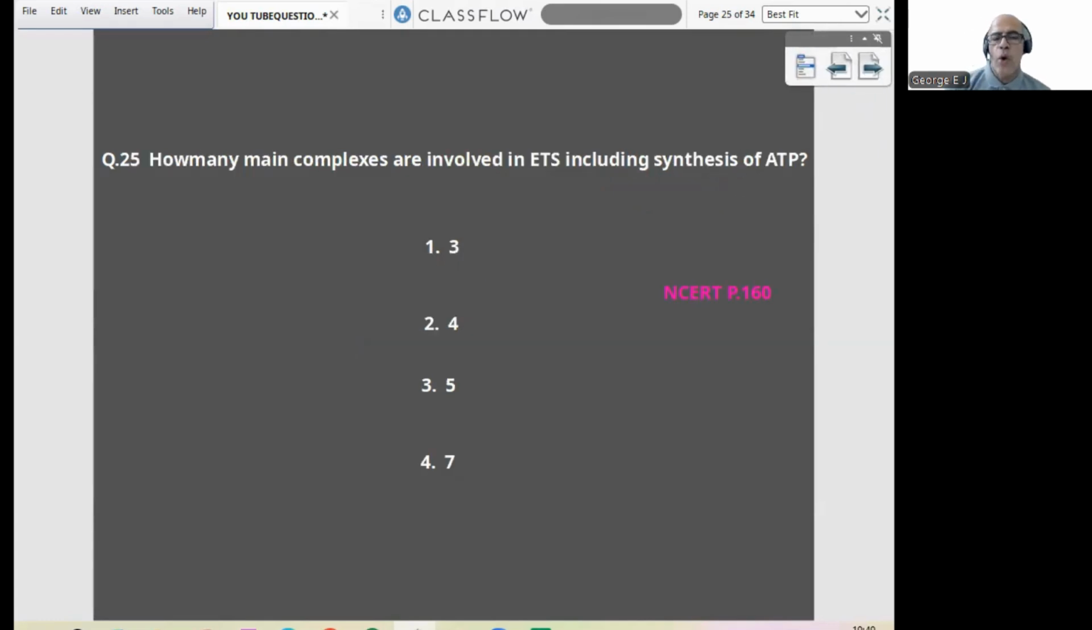How many main complexes are involved in ETS, including synthesis of ATP? Totally 5 complexes: Complex 1, 2, 3, 4, 5. And the 5th complex is concerned with the ATP production. So the option is 3. I think the idea is clear.